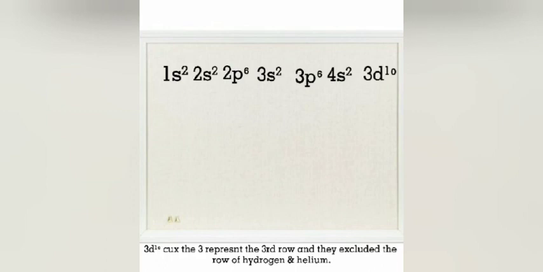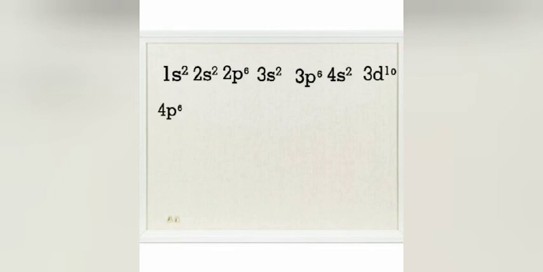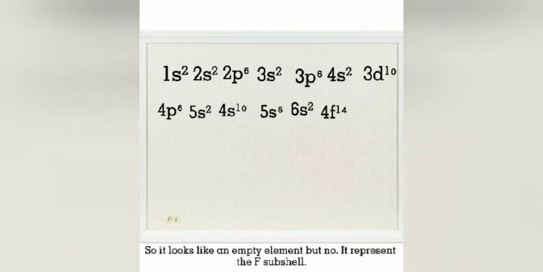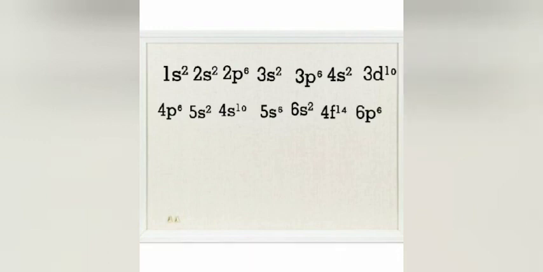This represents the third row, because they excluded the helium and hydrogen row. 4p6, 5s2, 4d10, 5p6, 6s2. So it looks like it has an empty element, but no. It represents the F subshell. 6p6, 7s2, and 5f6.